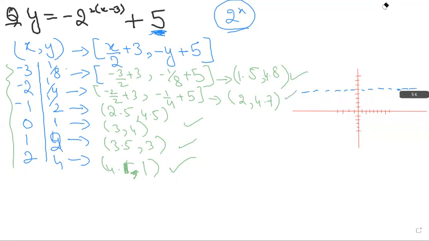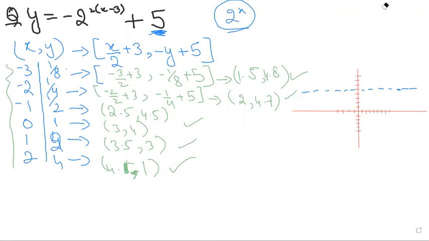This asymptote means that I am not allowed to cross this line or touch this line. My graph will go near it, very close to it, but it will not touch it or cross it. This is the rule for an asymptote. Now I'm going to draw my points.